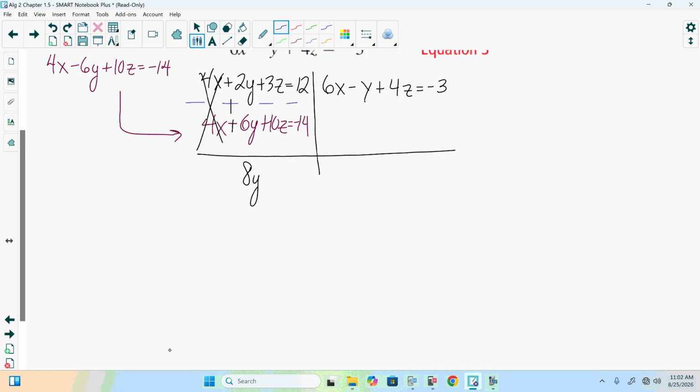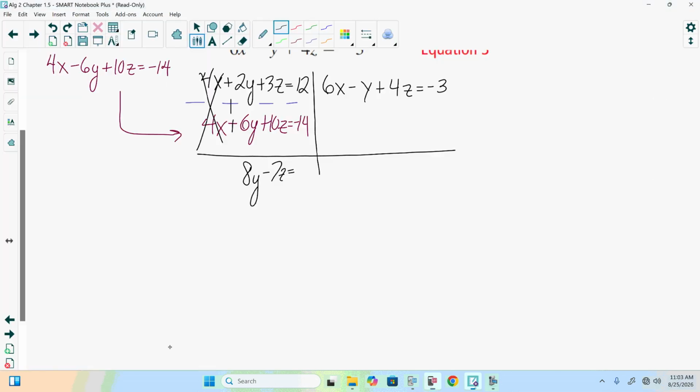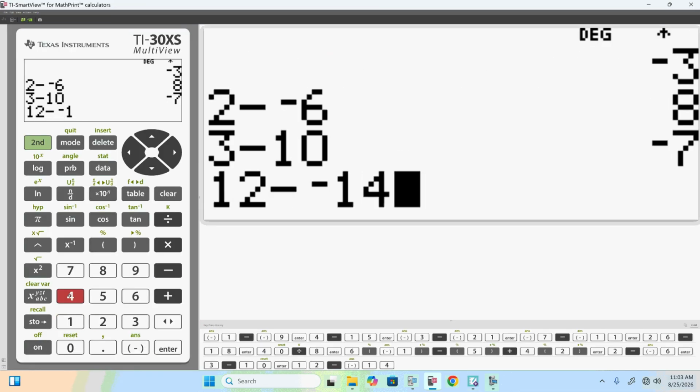Let's move on to the next one, 3z minus 10z. 3 minus 10, so it's going to be negative 7z. 3 minus 10, negative 7, and we have our z. Lastly, we have 12 minus negative 14. Negative and negative would make a positive. 12 plus 14 is 26. 12 minus negative 14 is positive 26.